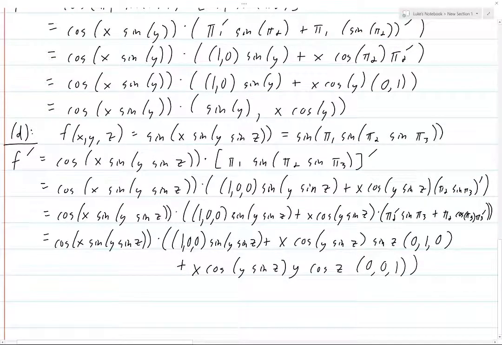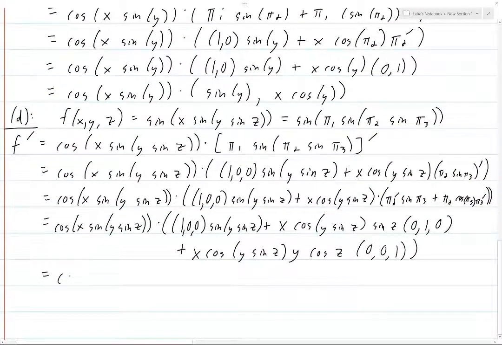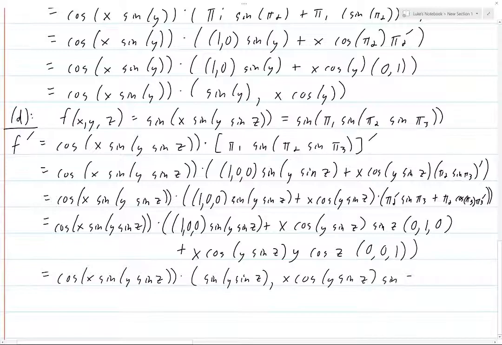And so finally, this is going to give us, so I'll leave this cosine of x sine y sine z on the outside. We'll multiply by, okay, so this vector, the first coordinate is going to be sine y sine z. The second coordinate is going to be x cosine of y sine z times sine z. And then the final coordinate is going to be x cosine y sine z, y cosine z. Alright, so that's this one. It's a lot similar to the previous one, but with more work and not too much of a benefit. But, oh well, here's how you do this.